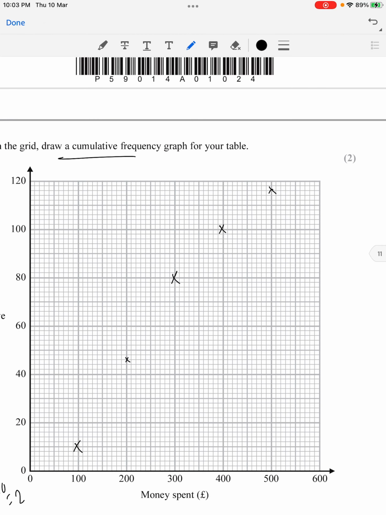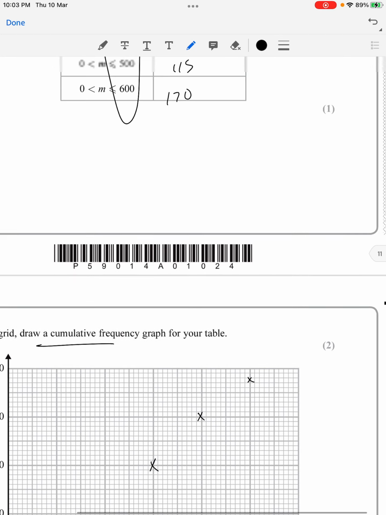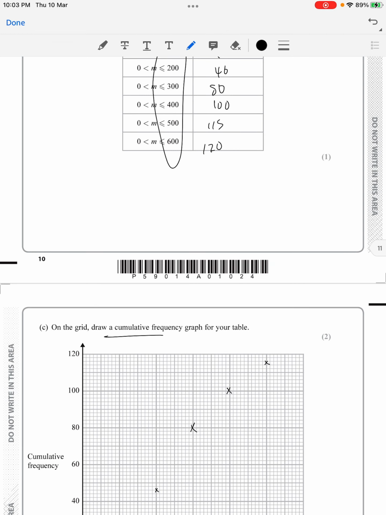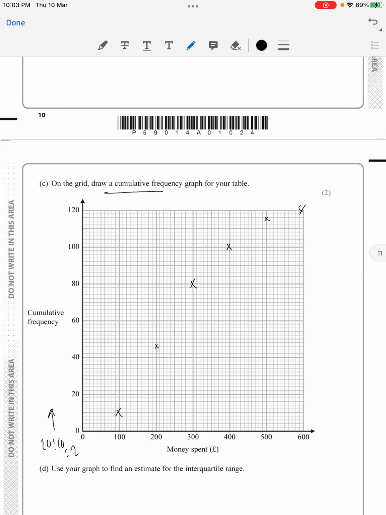There you go. No, it's somewhere in between that point here. So you just plot it accurately. 600 and 120. Remember that's 120. There you go.